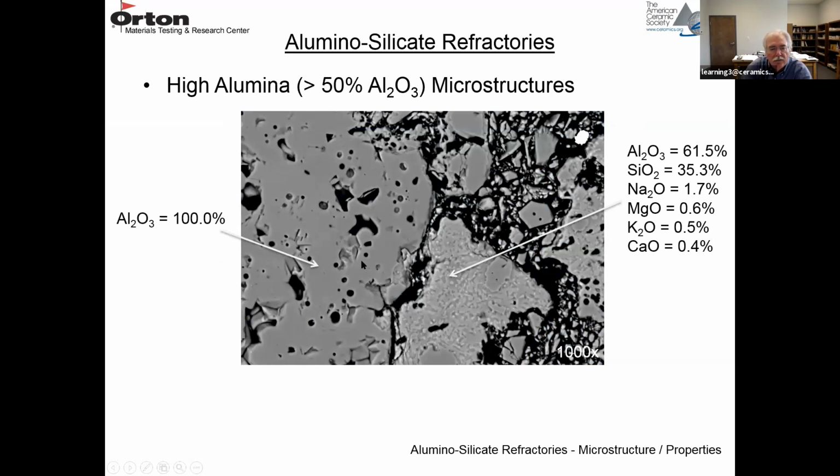So if we go to 1000X and look at this microstructure, this is one of the tabular alumina aggregates, a coarse aggregate. You can see the porosity that develops during sintering. You can't really see the individual crystals, but you can sort of see some of the grain boundaries. This is the matrix. It's 61% alumina and 35% silica with your typical impurities. So the way this one was designed was a tabular alumina aggregate, and they were trying to achieve a mullite matrix to bond the aggregate together.